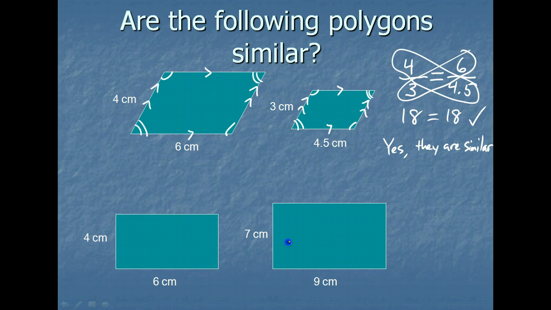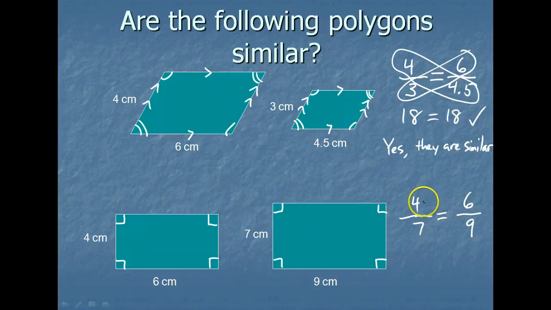Let's look at these two rectangles. A rectangle will always have 90-degree angles. So we've met qualification number 1. Our corresponding angles are congruent. Now let's check to see if our sides are proportional. To see if they're proportional, again, set up a proportion, a fraction equaling a fraction. So I'm going to compare 4 to 7. And then I'm going to compare 6 to 9.